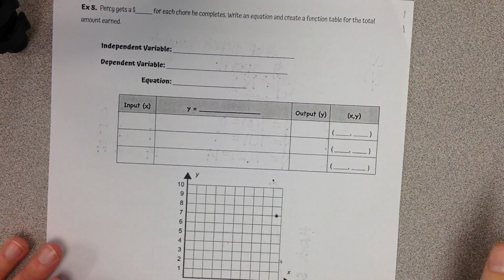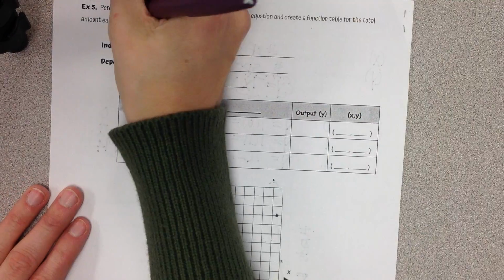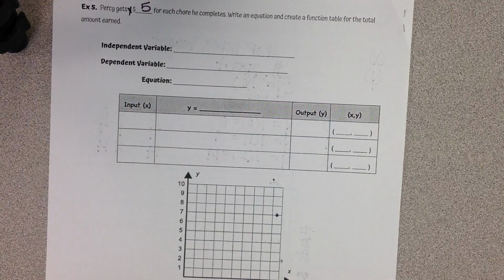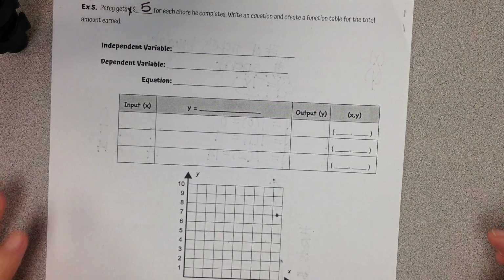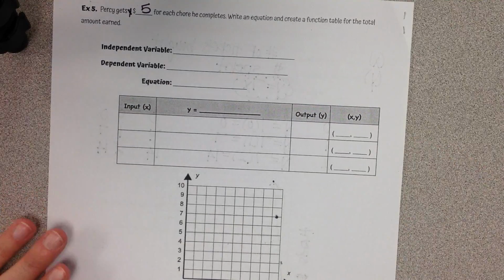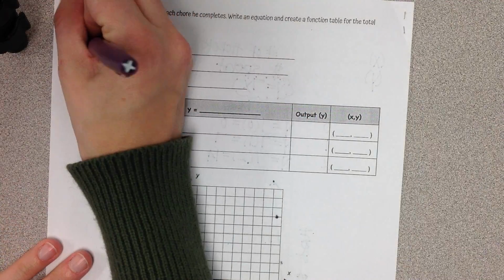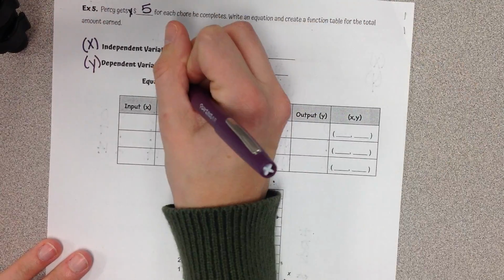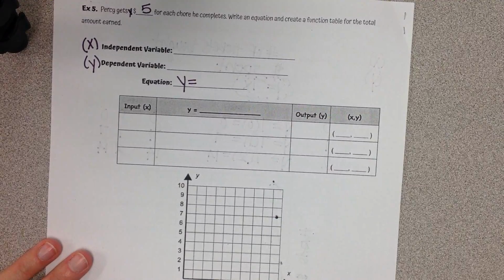All right, Percy gets $5 for each chore he completes. Write an equation and create a function table for the total amount earned. So, first thing I'm going to do is label that our independent is X, our dependent is Y, our equation should be Y equals.